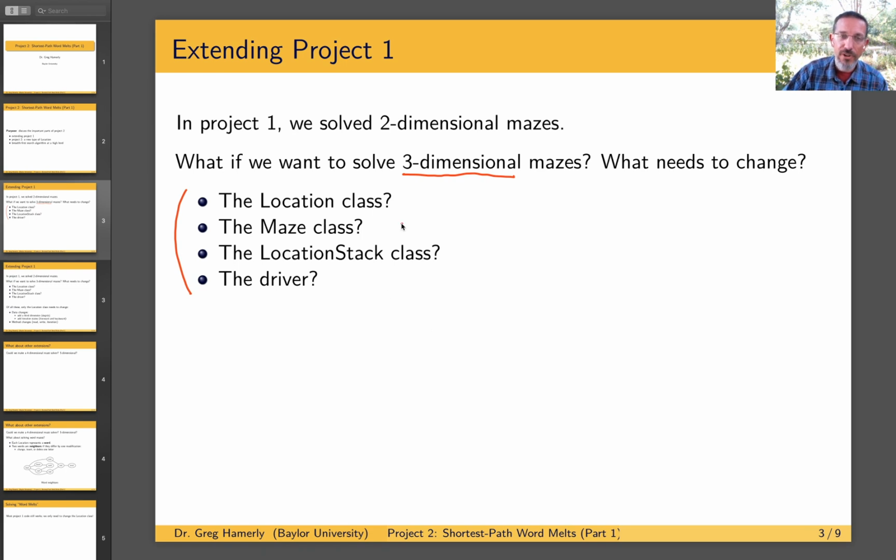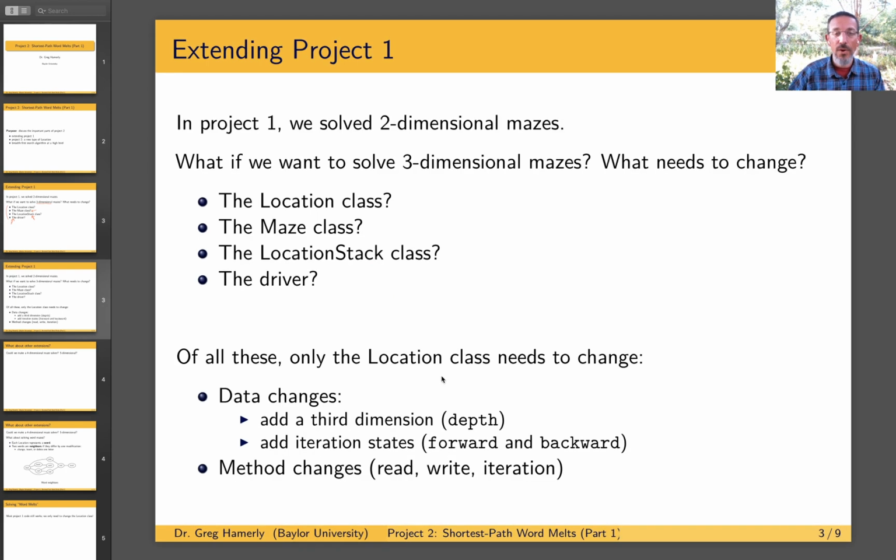Would the maze class have to change? Well, surprisingly, no, because what does a maze class keep track of? It keeps track of a number of valid locations, each of which is a location, and a location encapsulates all the information about three-dimensional maze locations. So the maze class does not have to change. The location stack class, what about that? Well, for the same reason, we don't have to change the location stack class. It only interacted with locations through the interface, and you'll notice that the interface of the location makes no mention of two-dimensionality or three-dimensionality or anything like that. And likewise, the driver itself also does not have to change. It can remain the same.